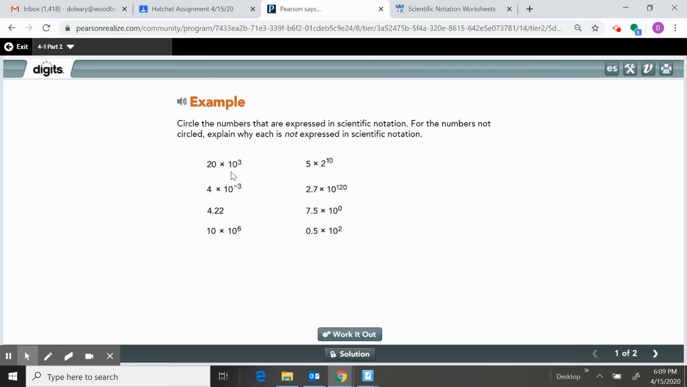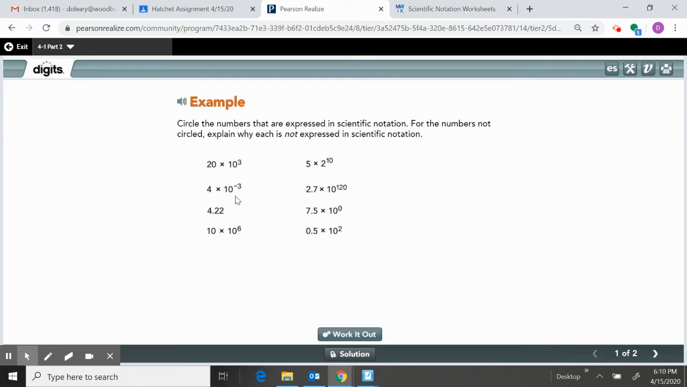So 20 times 10 to the third. Is that in scientific notation? No, because 20 is more than 1, but it's also more than 10. So it can't be more than 10. So this one we'd have to say no, not in scientific notation. 5 times 2 to the 10th. Is that in scientific notation? Again, no, because although we have a number that is between 1 and 10, this is not a power of 10. This is a power of 2. So this one we would say no.